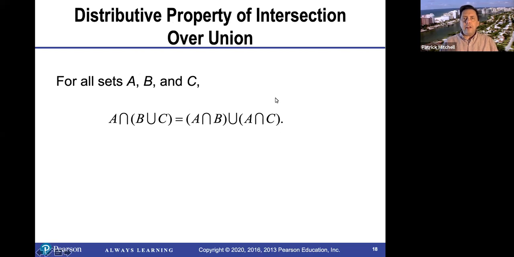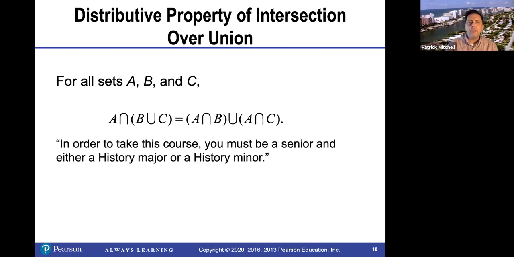All right, here's kind of a weird one, and I thought you might appreciate an example of this to help it make a little more sense. So this is saying that the intersection of the sets A and B union C is the same as the union of the sets A intersect B and A intersect C. So I sat and thought for a while, and I wish I could have come up with a better example, but here's what I came up with.